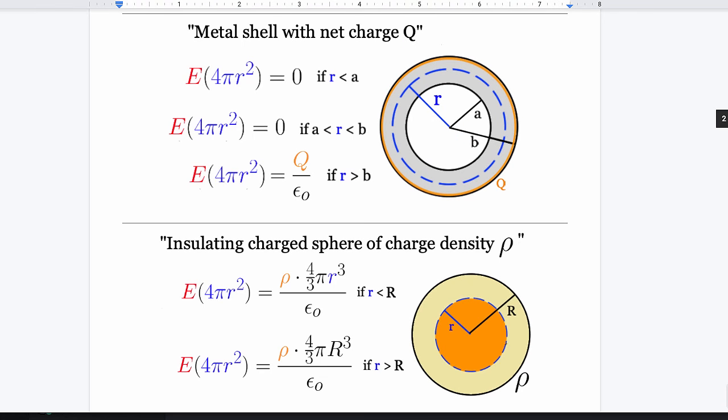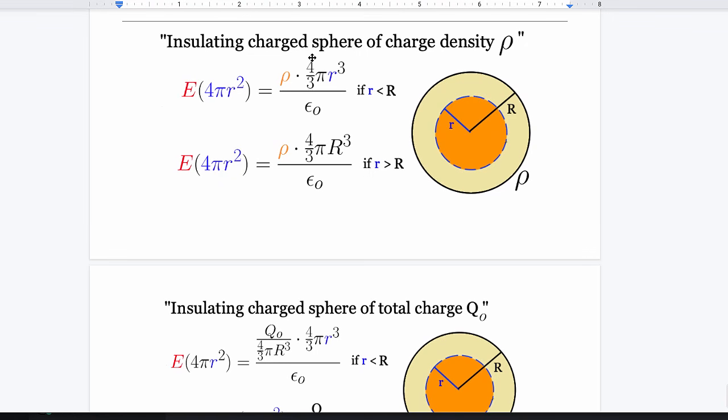Not that bad. Okay, so what if it's an insulating charged sphere? Insulating means you can have charge throughout the guts of it. So this is supposed to represent a sphere with constant charge density, uniform charge density. What's this dark orange mean? This dark orange is inside my Gaussian surface that I've drawn.